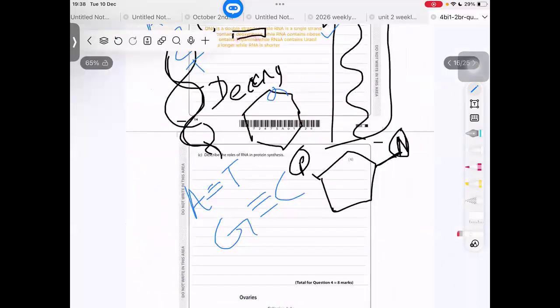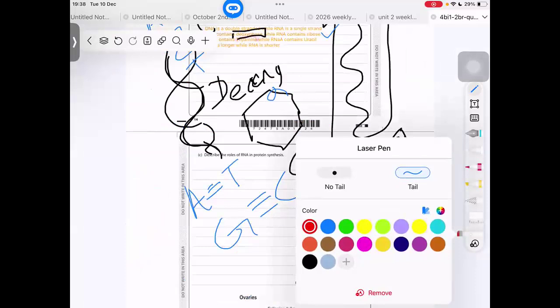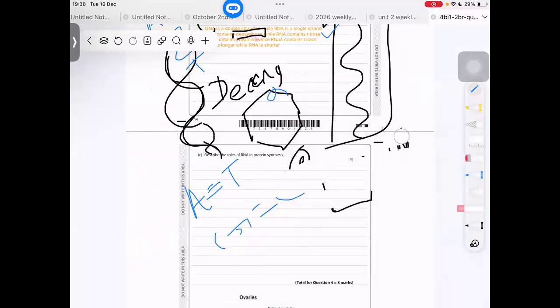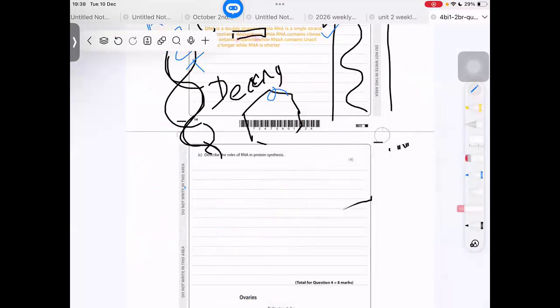Then here they have asked us to describe the role of RNA in protein synthesis. The word describe is important because you can't just write down the points. You have to explain all these points in detail, right?